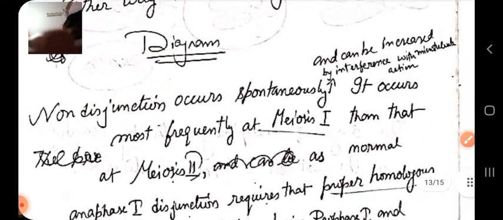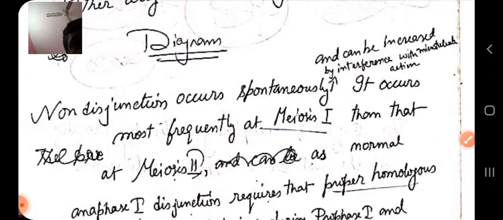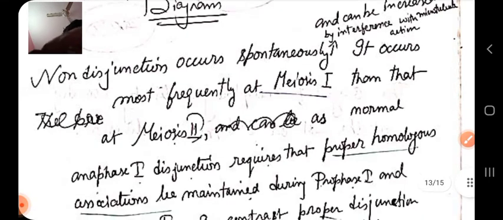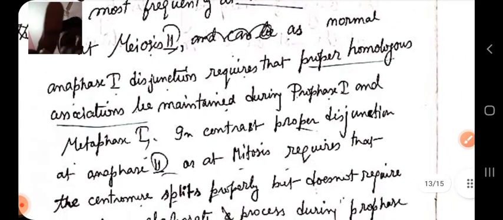It is saying that non-disjunction occurs spontaneously and can be increased by interference with microtubule action. So if you interfere with the working of microtubules, you can create non-disjunction. It occurs more frequently at meiosis 1 than at meiosis 2, as normal anaphase 1 disjunction requires that proper homologous arrangement of the chromosomes be maintained at prophase 1 and metaphase 1.